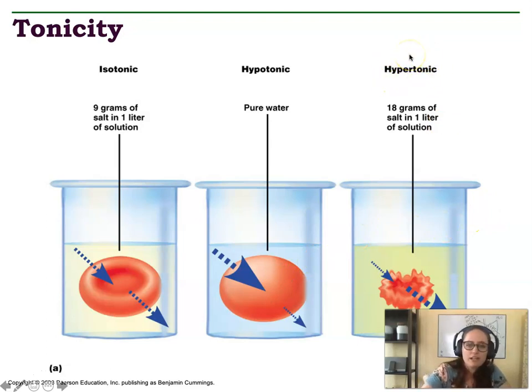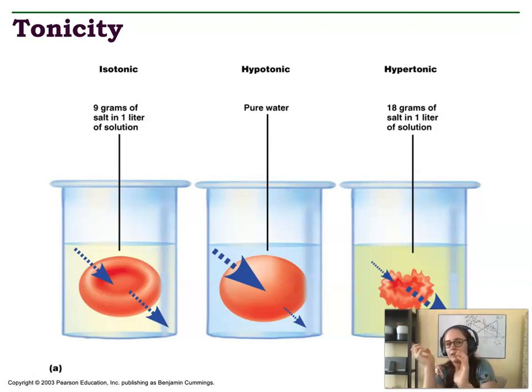The other alternative is a hypertonic solution. So that means there is more stuff in the solution than there is inside of the cell. That means that more water will be drawn towards the stuff, which is outside of the cell. And this is going to dehydrate the cell and shrivel it.